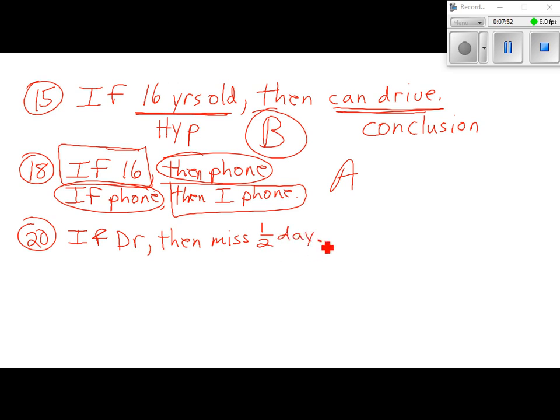And then the second part said you had a doctor's appointment. So that's telling you that you had to go to the doctor. From this, notice it's not 2 statements like up here, it's just 1.5. So this is using the law of detachment, which would be letter B.